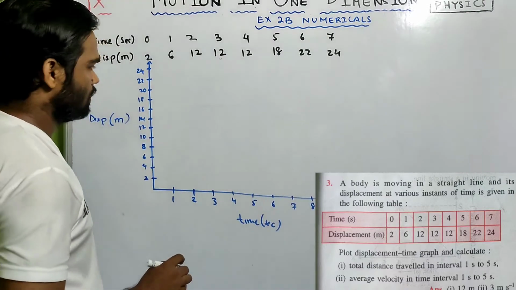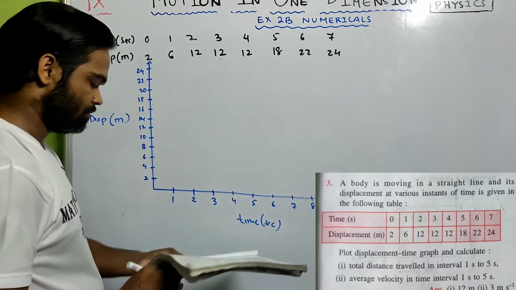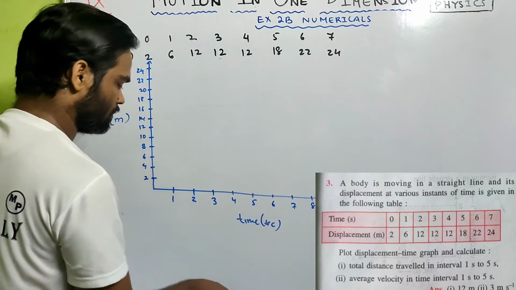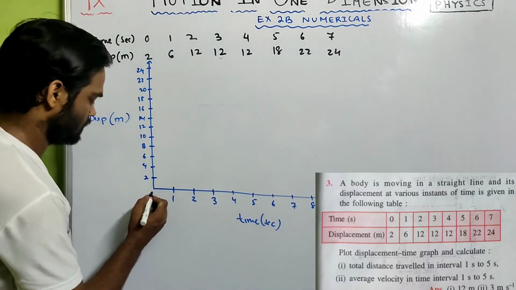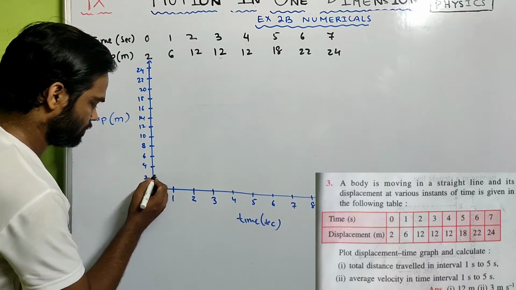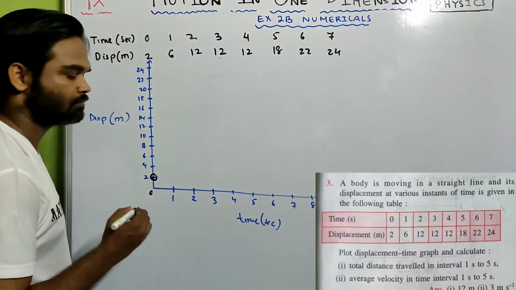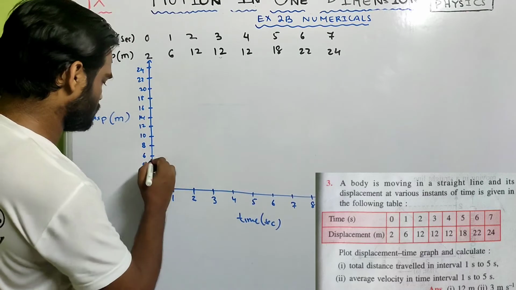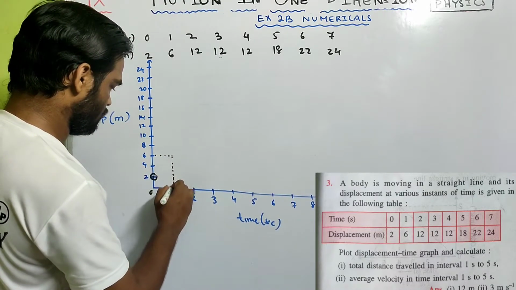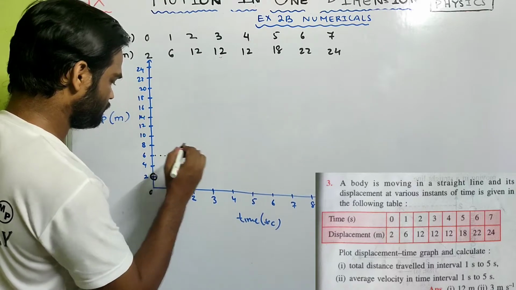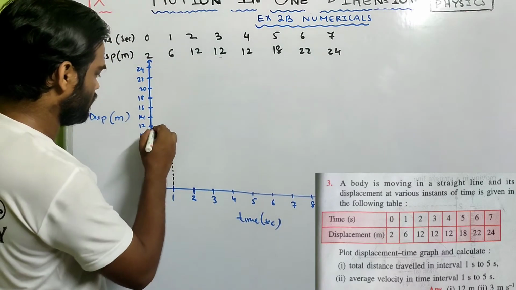Okay? Now we need to plot it. Just look over here. When it was 0, this is 0, the body was over here at 2. After 1 second it was 6, so somewhere over here. After 2 seconds it was 12.